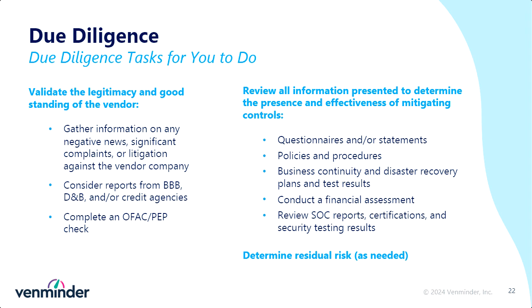The second task is reviewing all of that information to determine what mitigating controls are present and effective. So it's not enough to simply confirm that the vendor has a control like a business continuity plan. You also have to make sure that it's actually effective by looking at the testing results. And this task is done by your SMEs who are qualified in those risk domains. The last task is determining residual risk or leftover risk, which I'll explain in just a bit.